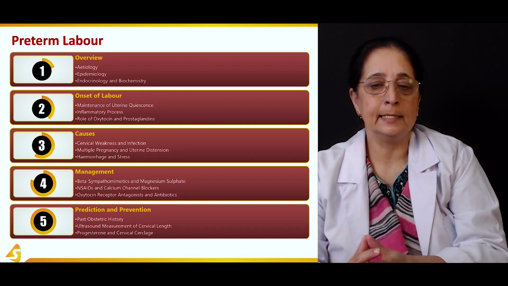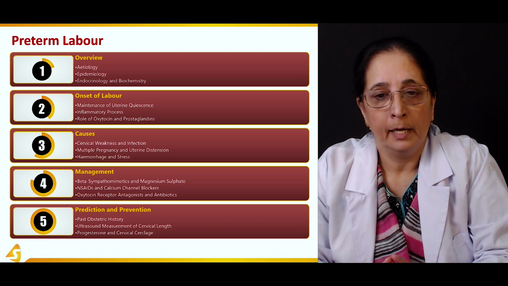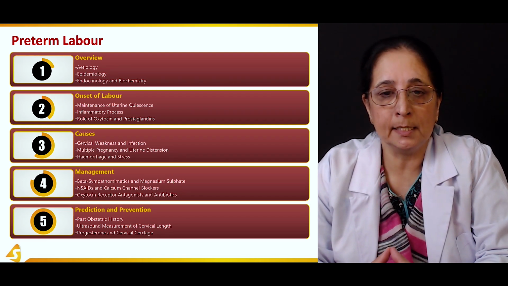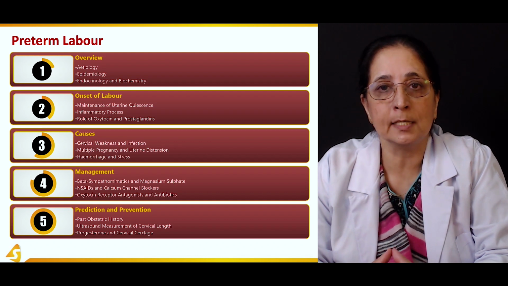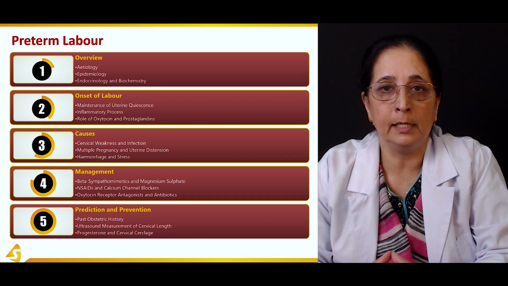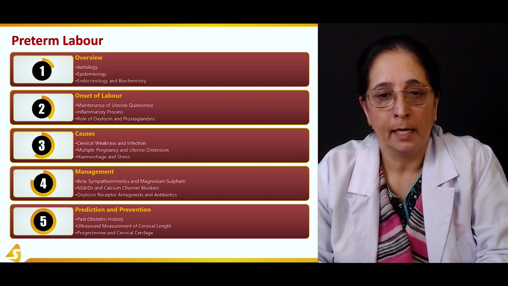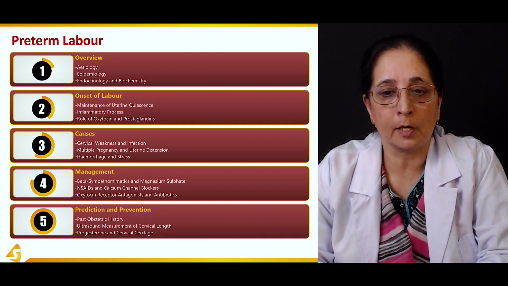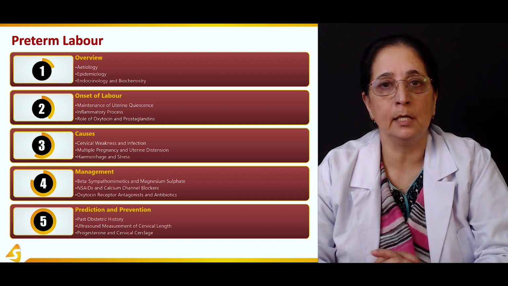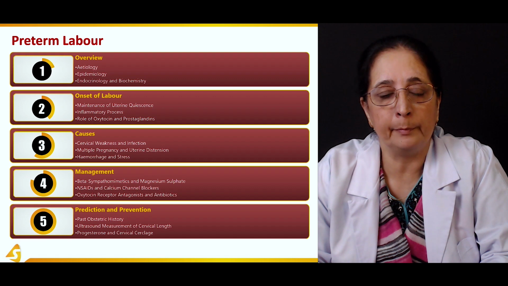Then in the second section, we will talk about the onset of labor, in which mainly we will talk about the maintenance of uterine quiescence, what are the factors which are involved in the maintenance of uterine quiescence, and then inflammatory process, and also role of oxytocin and prostaglandins in the onset of labor.